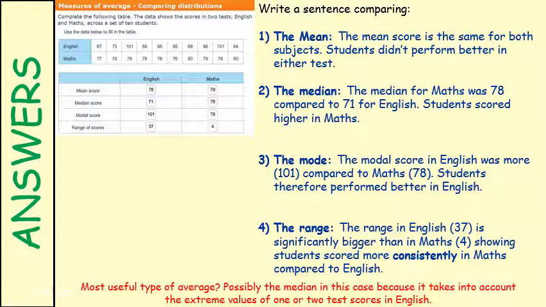So we might look at what's the most useful type of average in this case. Possibly the median, because it takes into account the extreme values of 1 or 2 test scores in English, and it's not so greatly affected by them. You can see when you're looking at averages, you might get some inconsistent conclusions, as with this set of data, and then it's thinking critically about which type of average might be most suitable.